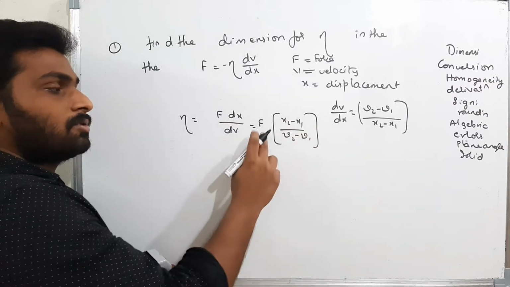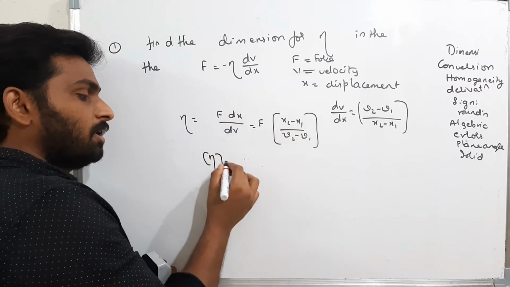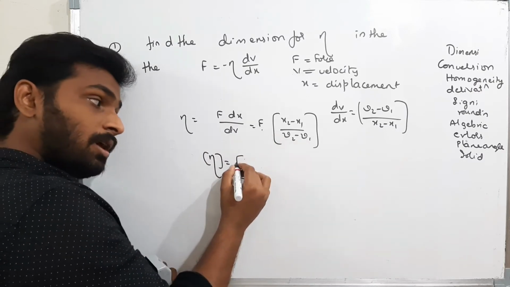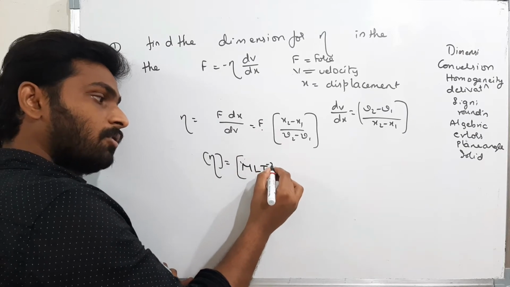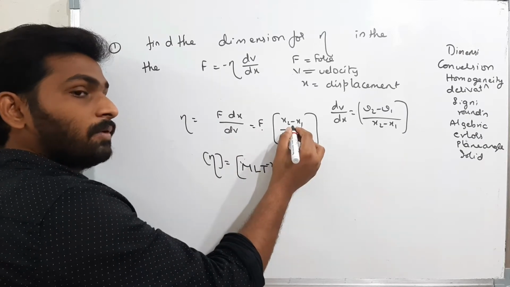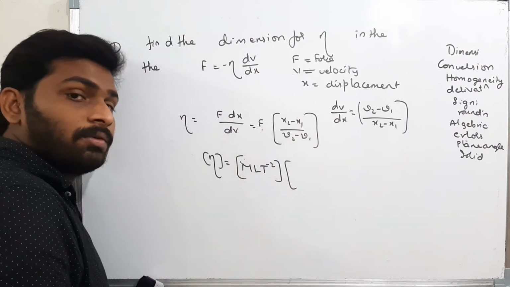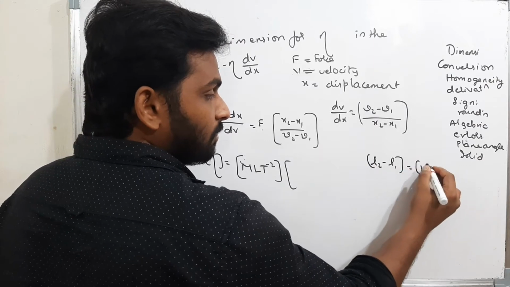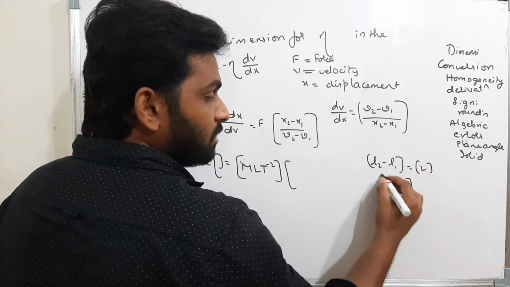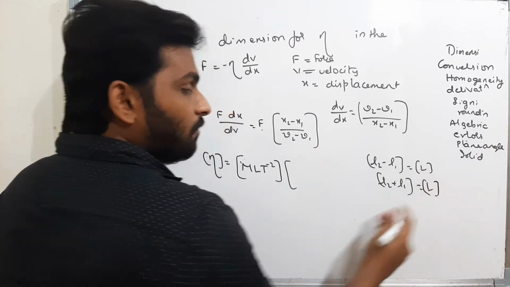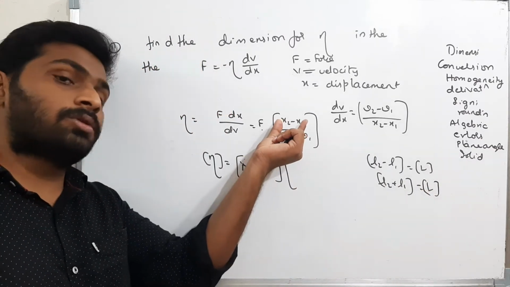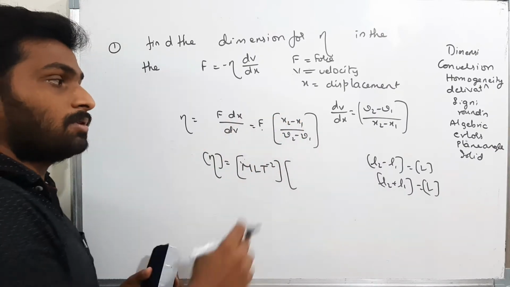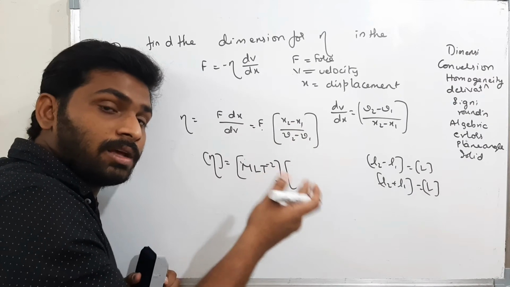Now what is the dimension of eta? The dimension of eta is nothing but, first, the dimension of force, which is M L T power minus 2. Now what is the dimension of x2 minus x1? Already I told you in the previous concept, the difference L2 minus L1, the dimension is L only. L2 plus L1, the dimension is L only. That means if I am adding or subtracting two quantities, the dimension will be the same. So x2 minus x1, the final answer we are getting is displacement only.